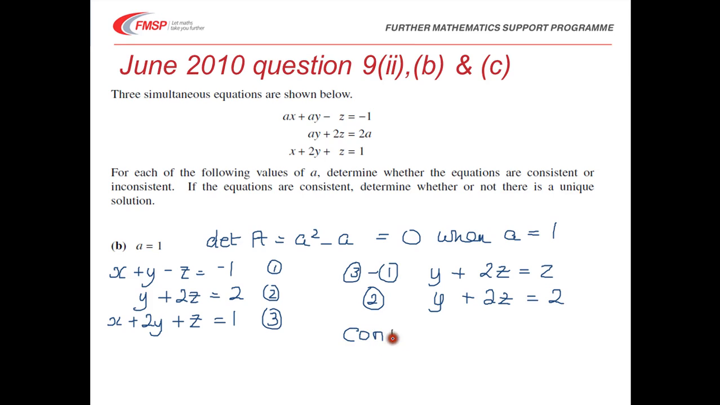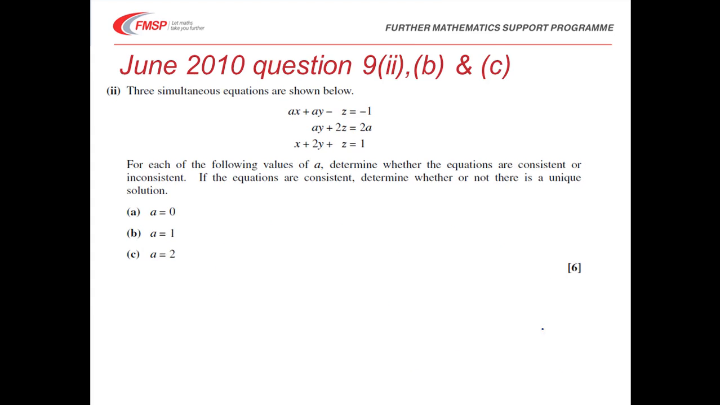So they are consistent. You've got two equations, so you have this idea of the repeated equation here. So consistent, but not a unique solution. So it's a non-unique solution. In fact, it's going to be an infinite set of solutions. So hopefully that's okay.